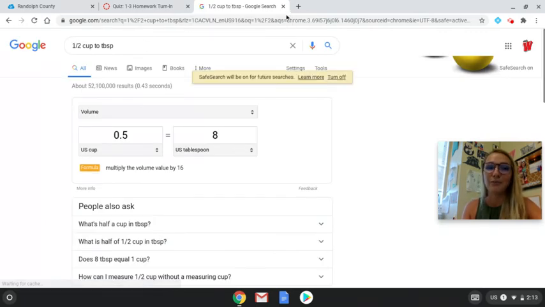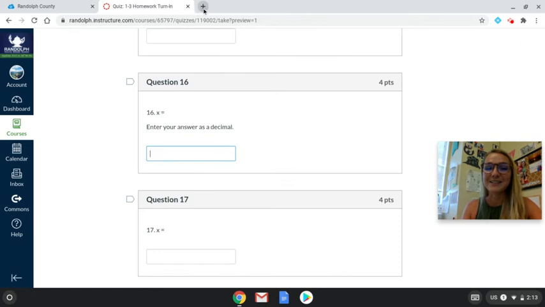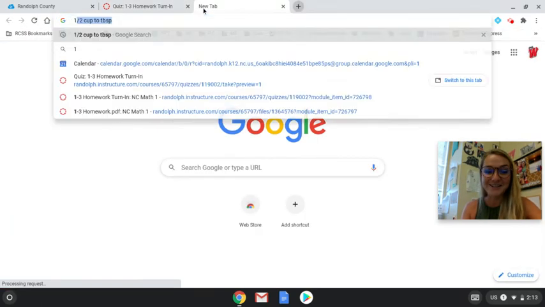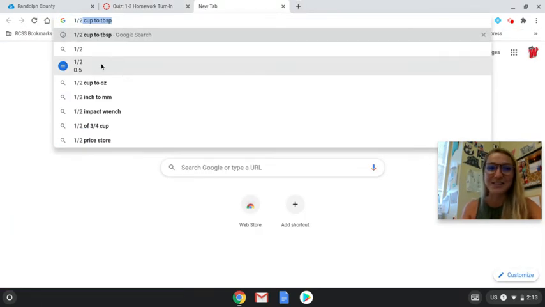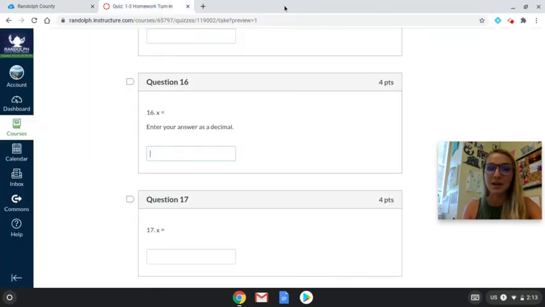Let me try that again. So if we do 1/2, I'm not going to touch the screen this time. It says that 1/2 is 0.5. So we can find that there really easily if you need to. And that's what we'll type in here. So 0.5. And so it likes that answer better. So we're good to go.